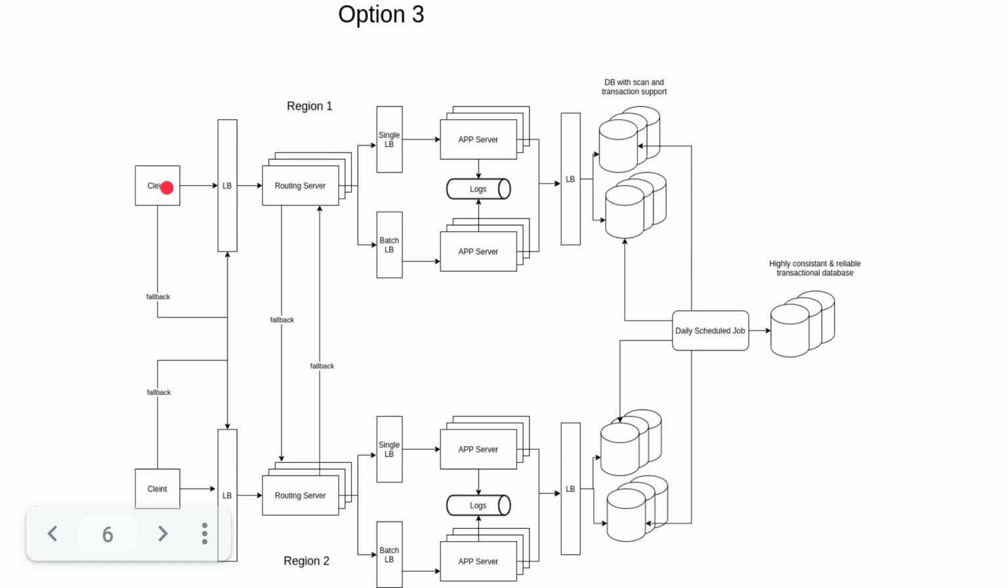And the client also needs to have the functionality to route the call to another DC if the routing service itself is down, or there is a network partitioning where the client cannot reach LB, and in that case the client has to redirect the call to another region.